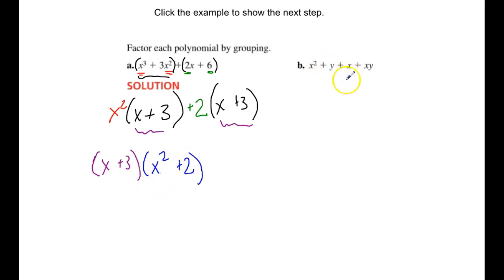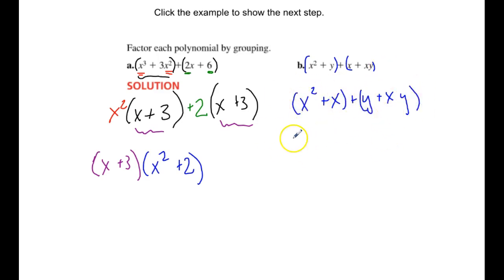So let's look at B. I have x squared plus y plus xy. Well, if I was to just group them, I don't have anything common that I can take out of this first batch. So I need to rearrange the terms. I've got x squared plus x plus y plus xy. Now I have some stuff with x's near the beginning and some stuff with y's near the end.